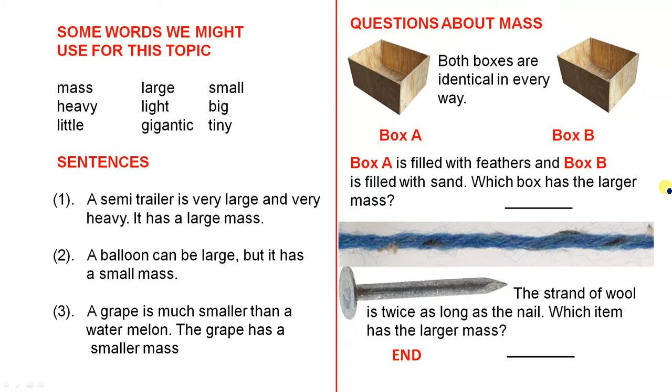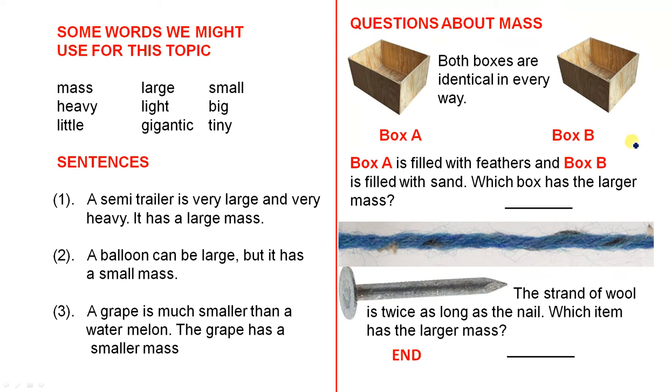A balloon can be large, but it has a small mass. So the normal balloon that we saw earlier, not the big balloon that floats in the sky, just those balloons you use for parties, they can be reasonably large, depending on how much you blow them up, but they're very light, aren't they? So that's why their mass is small. A grape is much smaller than a watermelon. The grape has a smaller mass. So all those sentences make sense.